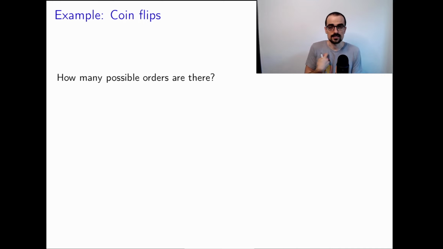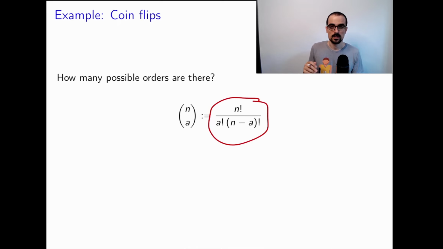So now we have to ask ourselves how many possible orders are there. And basically, the way you can choose A heads out of N slots to put the heads, by simple combinatorics, is just N choose A. Okay, so it's given by this formula. We're not really going to go into the detail of the combinatorics. You can look up in Wikipedia or wherever, binomial coefficient, and you will find a justification for this formula.